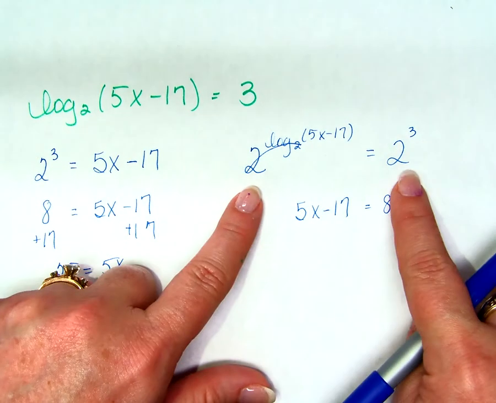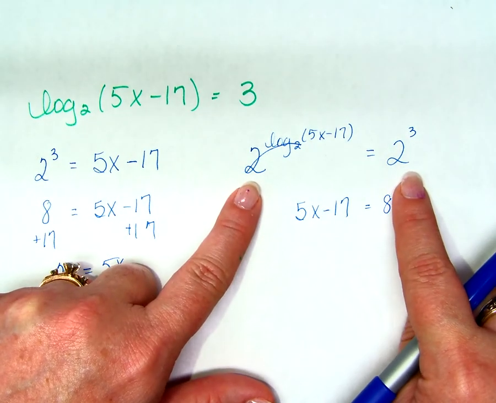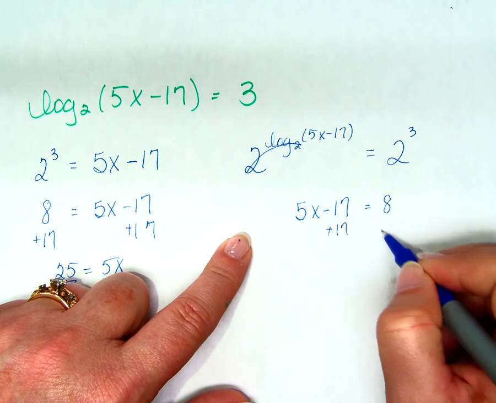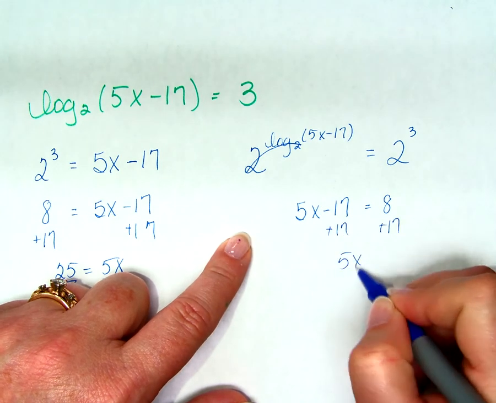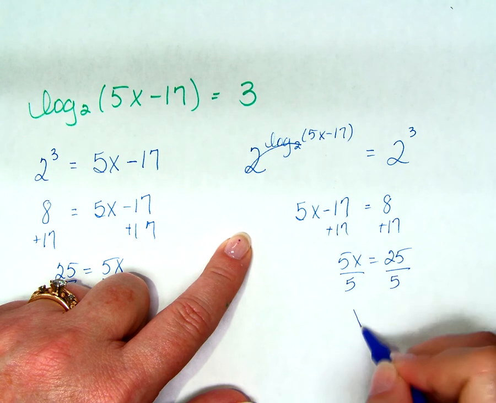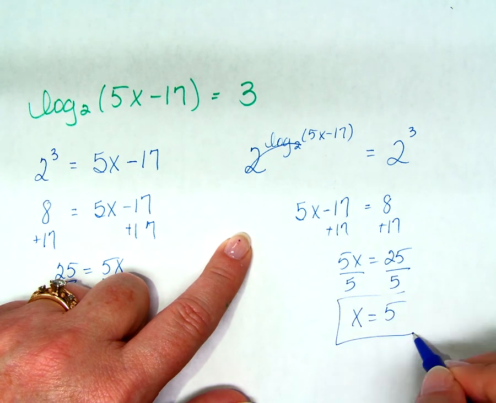However, this is the way the book is going to show you how to do it, so I wanted you to have seen it before. I'm going to finish this so that you can see that we get the same answer no matter which way we do it. I get x equals 5.